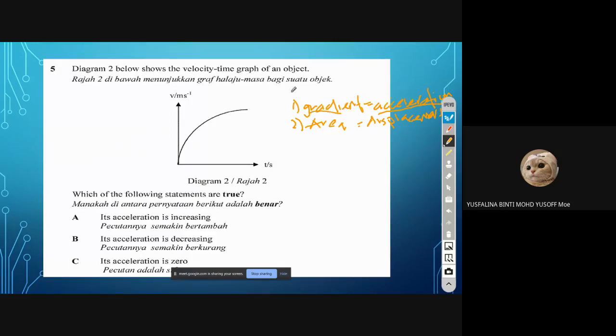How can you find the gradient? Like paper 3, if you want to find a gradient, you must have the triangle. Let's say if I draw a triangle here, you can see the size of the triangle becomes smaller. So the gradient is decreasing. When the gradient is decreasing, acceleration is also decreasing. So number 5, the answer is B. Alright, we move to the next question.